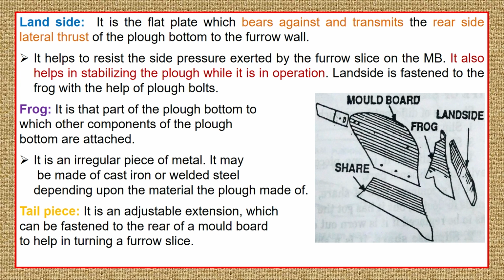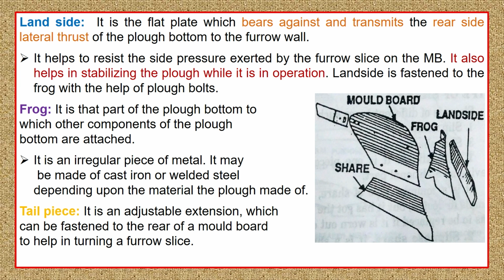Another part here in the MB plough is the frog. The frog is not the one which lives in water. Here the frog is an irregular piece of metal in the MB plough, over which the other parts of the plough are attached with the help of a specialized nut and bolt. The special kind of bolt used in the moldboard plough is a countersunk bolt. It's a type of bolt with a flat head, used to fasten all these parts onto the frog, the component called frog in the MB plough.